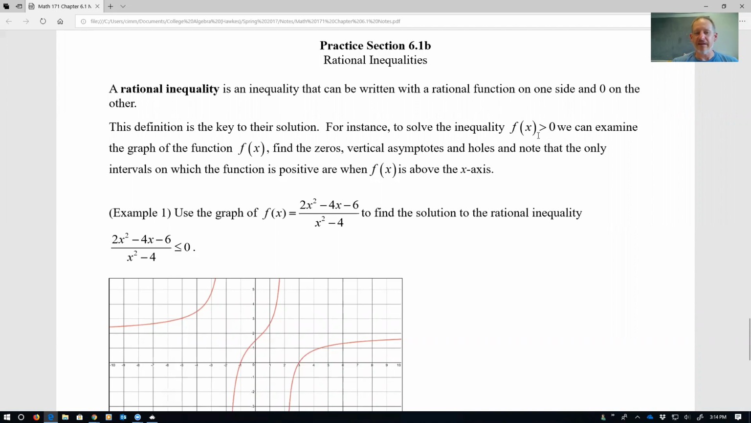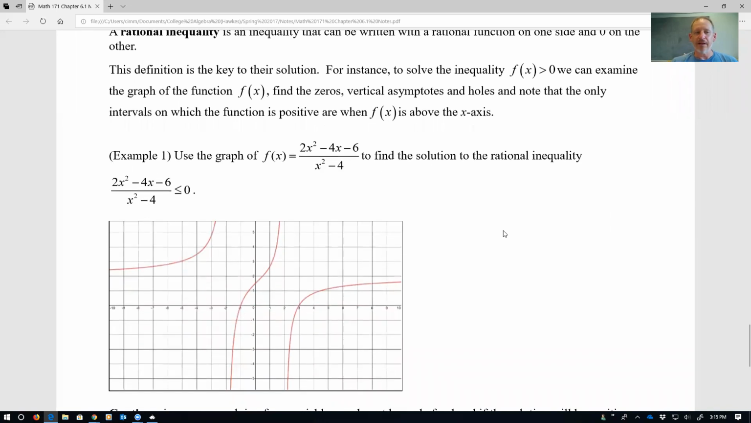One way we can solve these is by knowing their graph. We just talked about extensively how to find the zeros, vertical asymptotes, and holes of these graphs. And those vertical asymptotes, zeros, and holes are the only places where the function can really change from positive to negative or vice versa. So I'm going to look at two examples here. One, we're going to be looking strictly at the graph, and the other one we'll be doing algebraically. We can verify with the graph if we like.